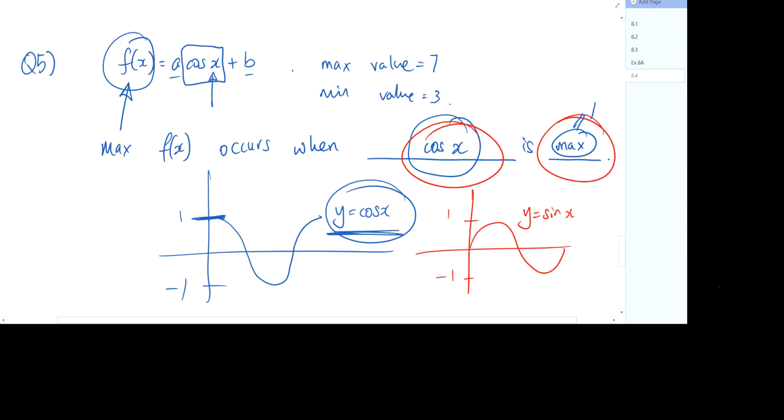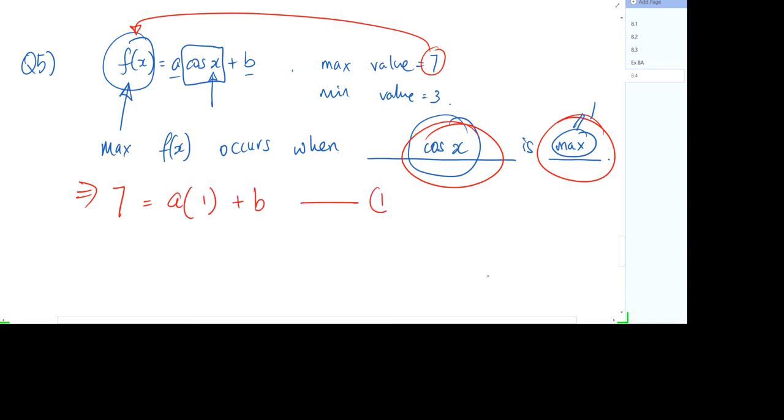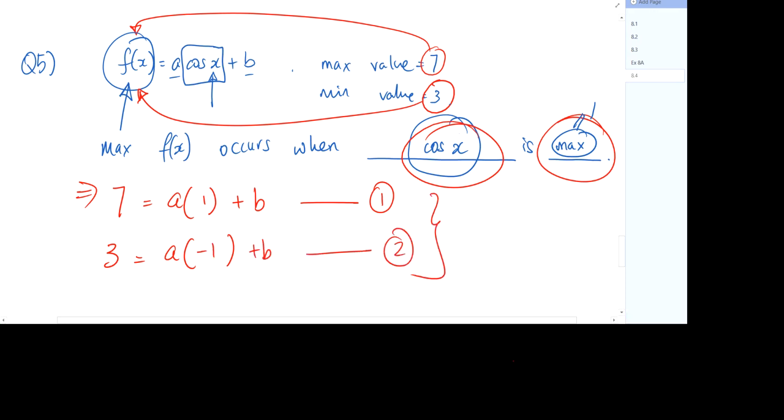Okay, so back to the question. Maximum f(x) occurs when cosine x is maximum, which means that cosine x is equal to 1. Therefore, we substitute in values. Maximum value is 7. 7 equals a times 1 plus b. This is my first equation. Second equation, I want the minimum value. So substitute inside here. 3 equals a times, what is the minimum value of cosine x now? Negative 1, plus b. Solve the simultaneous equations. Sec 2 students can do. You sure can do. Okay?